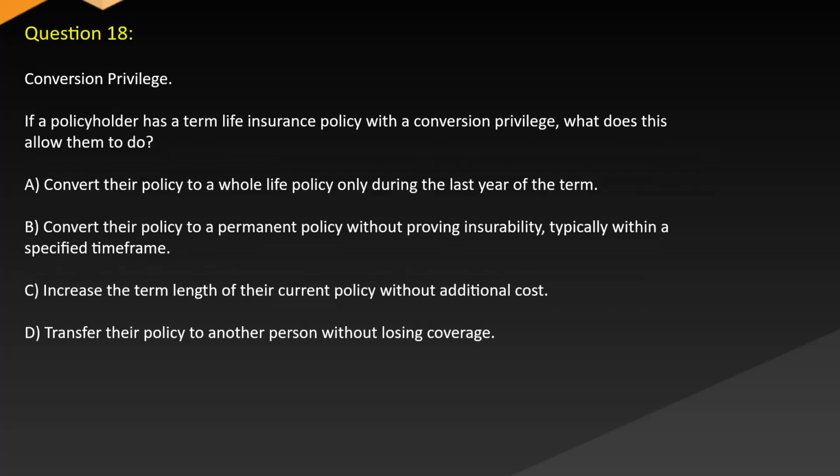Question 18. Conversion privilege. If a policyholder has a term life insurance policy with a conversion privilege, what does this allow them to do? A. Convert their policy to a whole life policy only during the last year of the term. B. Convert their policy to a permanent policy without proving insurability, typically within a specified time frame. C. Increase the term length of their current policy without additional cost. D. Transfer their policy to another person without losing coverage.